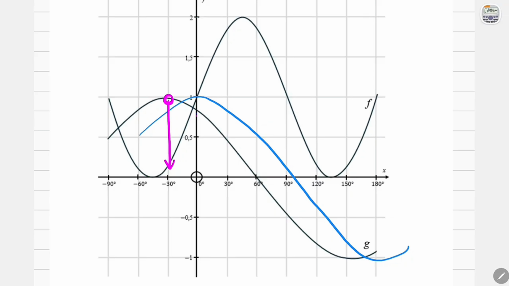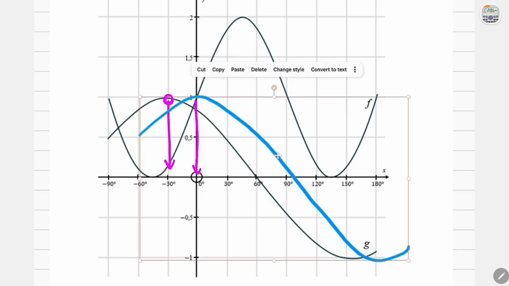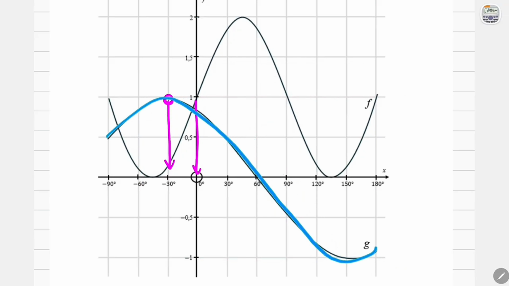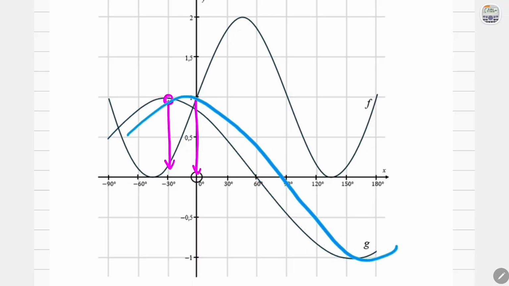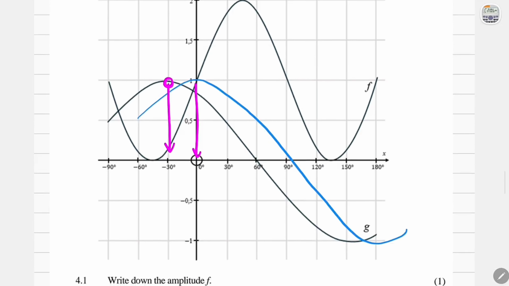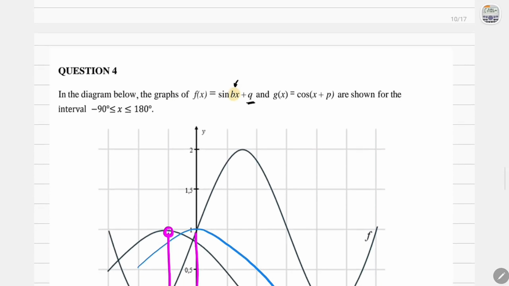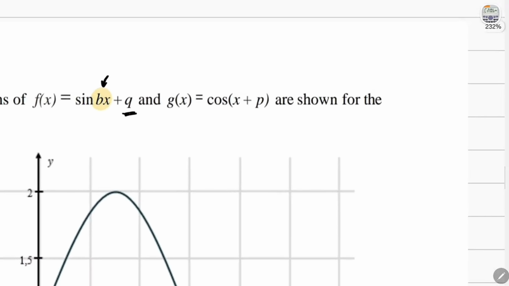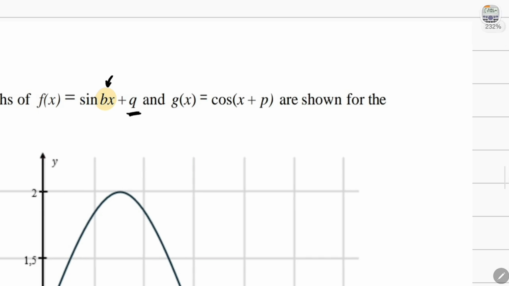However, if it was supposed to look like this, and this was supposed to be at 0 degrees, then it means that we took this graph and we actually shifted it 30 degrees to the left, and then it landed here. So this is what it was supposed to look like. It was shifted 30 degrees to the left. Okay, so what can we say about the value of P now?